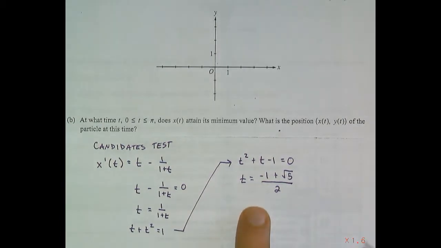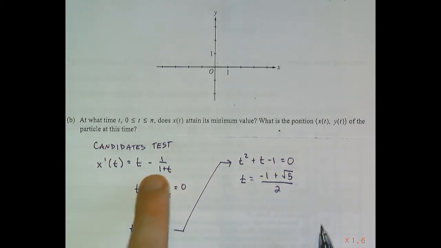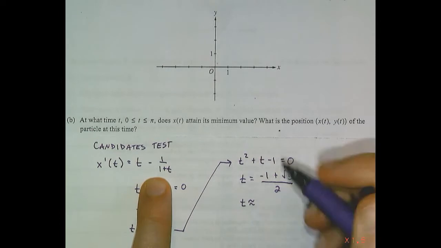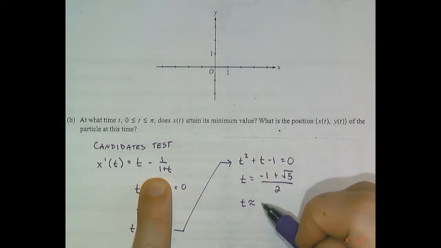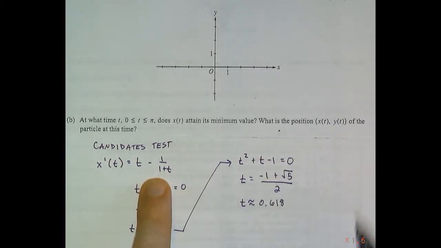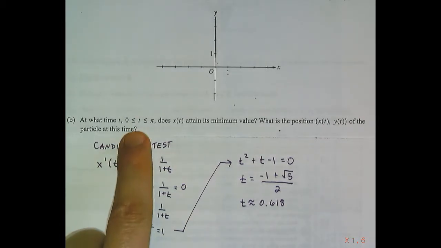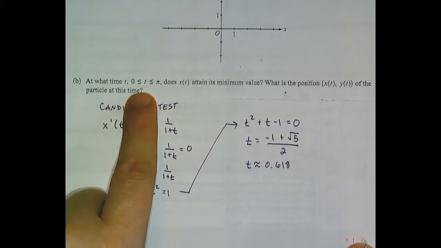Of course, since this is a calculator active question, we could have typed in this equation and found the 0 of it on the graphing screen. It would have required us to go back to function mode, or we can use the calculator solver to solve this. If we did that, we'd get that t is approximately 0.618. So we have the critical value that exists within the boundary of 0 to pi, and we want to know where x of t is at a minimum.